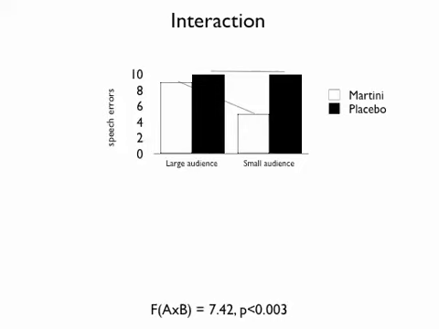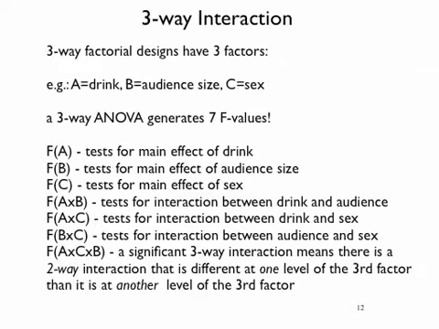imagine that we added a third factor here: men and women. So we're going to look at gender. We're going to look at audience size, drink type, and gender. So each one of those factors now has two levels. So it would be a 2 by 2 by 2 Factorial Design.